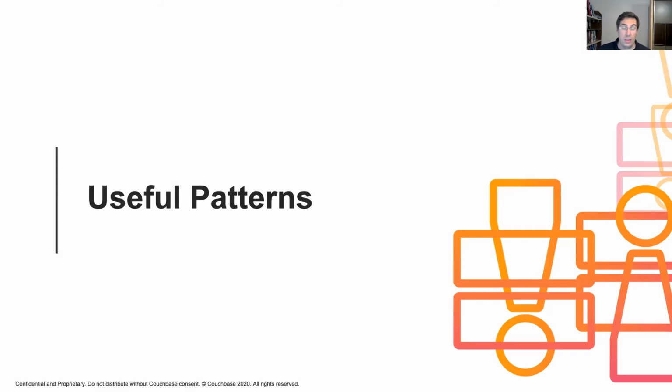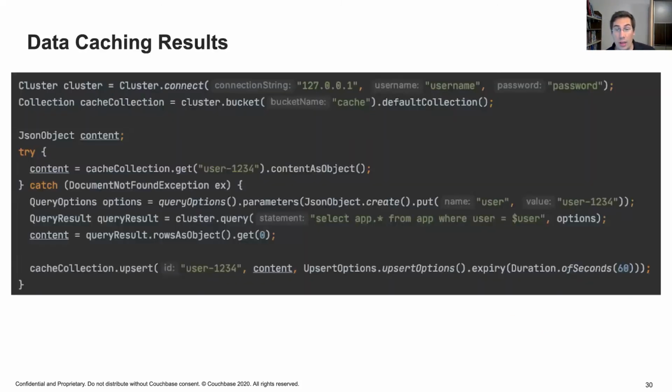To close out, let's talk briefly about some useful patterns you can take as a starting point for your application. One of the interesting things, I think, with using the key value service combined with N1QL is you can use the data service to cache results, right?